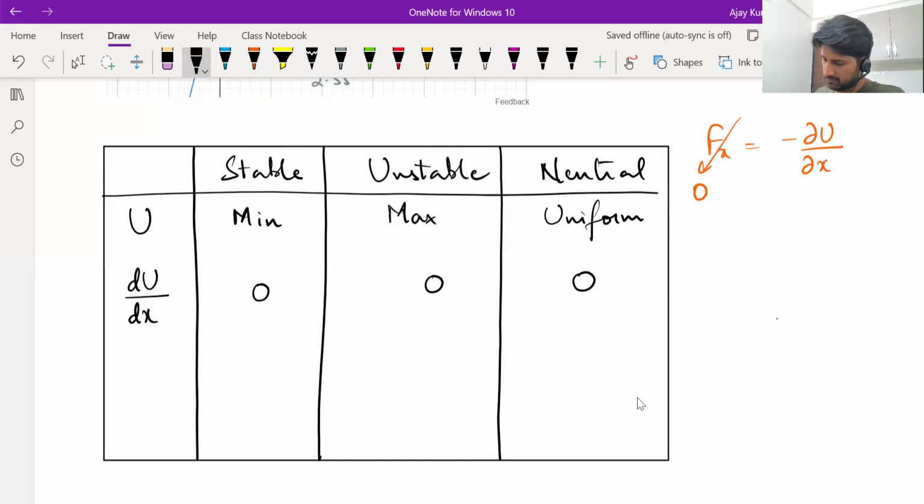Then the second derivative, if you see, d²U/dx². Actually, we should properly write it as ∂. Let us write ∂ only. Partial derivative we have to take.